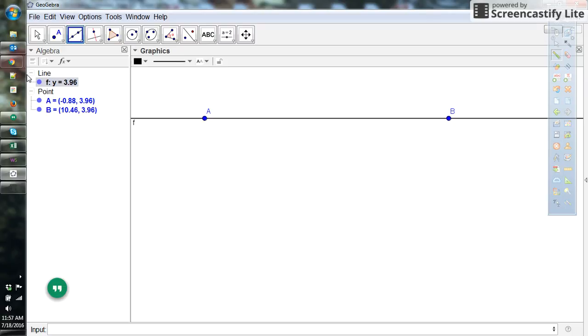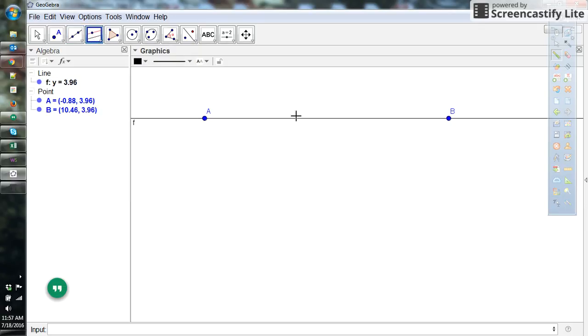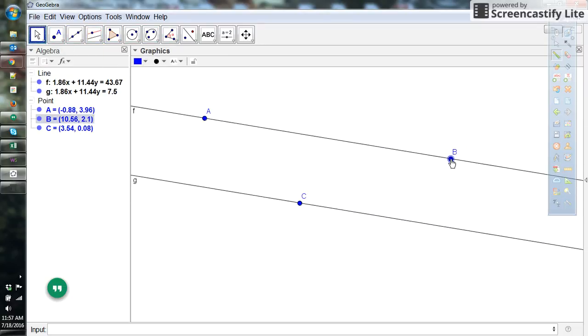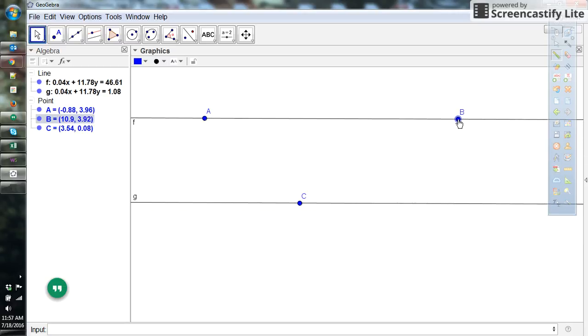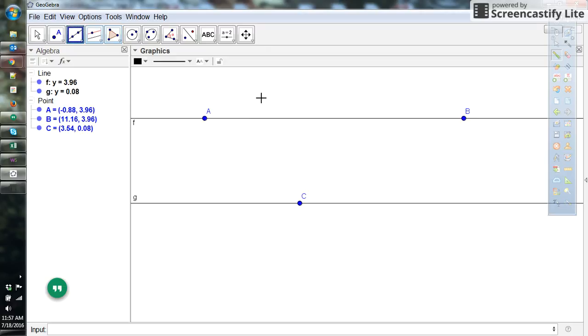Next, I need my parallel line. If I go over to my perpendicular line, I click the down arrow. I'm going to see parallel line. I'm going to click onto my original line and then click where I want my parallel line to appear. And it automatically creates a parallel line for me. Now what's cool is that since I used the parallel line tool, if I move my top line, my parallel line automatically moves along with it. So let me try and get this flat again. There we go.